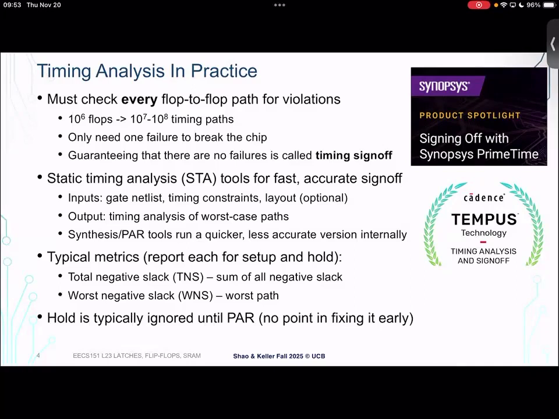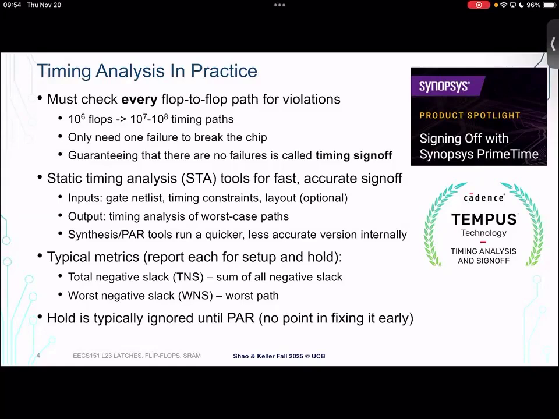You need everything to work. A single failure can break the chip, and it does. In practice, this is one reason that chips don't work. The process of guaranteeing that there are no failures is called timing sign-off. So you may hear that term in industry. And so the EDA companies have designed these tools called STA, static timing analysis tools, to perform sign-off as quickly as possible and as accurately as possible.